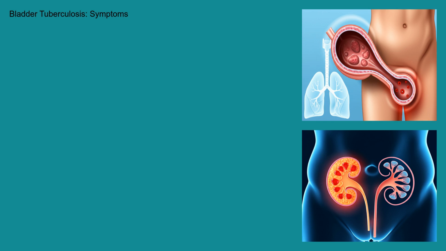The symptoms of bladder tuberculosis can be quite varied and often mimic other bladder conditions, which can delay diagnosis. Common symptoms include frequent urination, urgency to urinate, and dysuria, which is painful urination. Hematuria, or blood in the urine, is also a frequent finding. In some cases, patients may experience flank pain due to kidney involvement. Systemic symptoms, such as fever, night sweats, and weight loss, may also be present, although they are more common in individuals with more widespread tuberculosis.